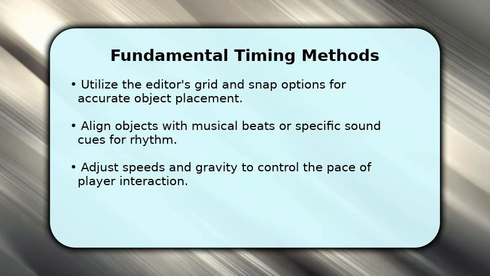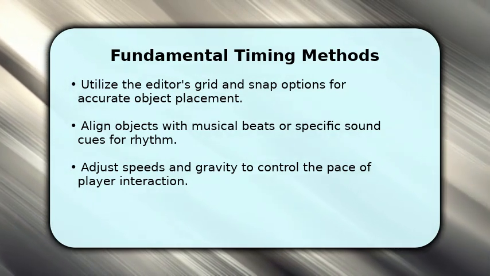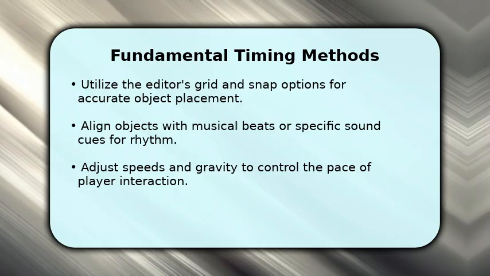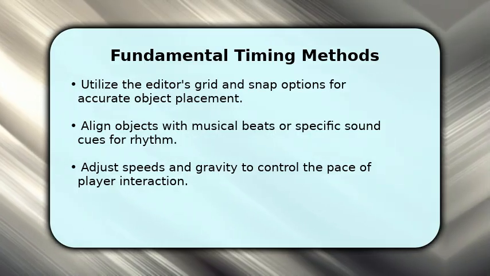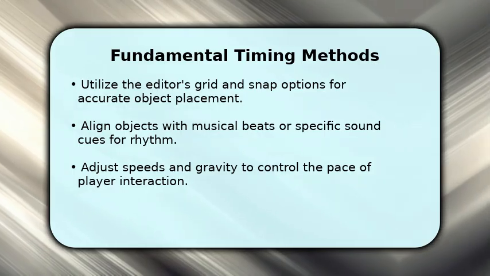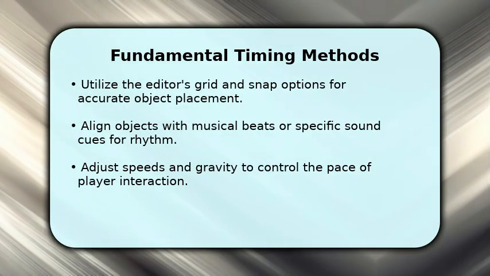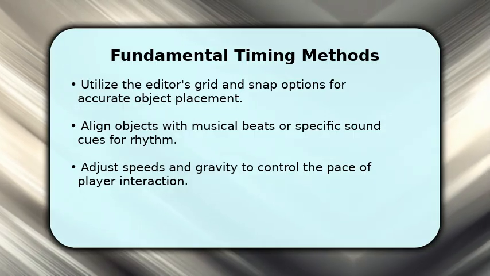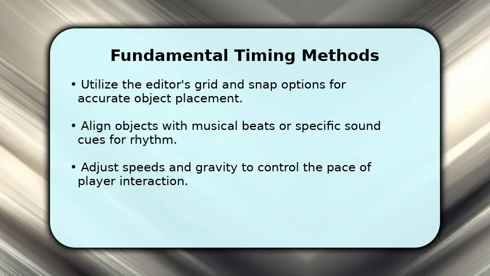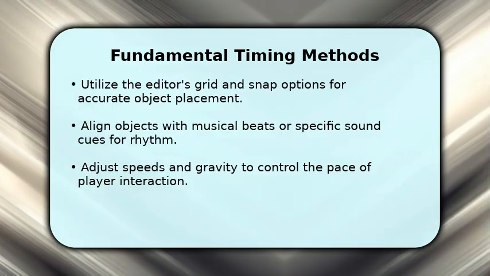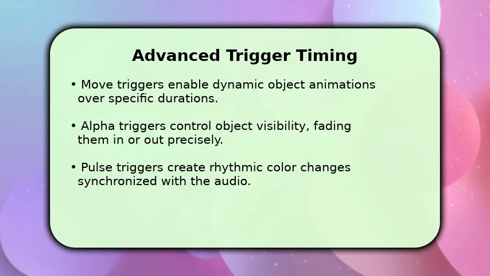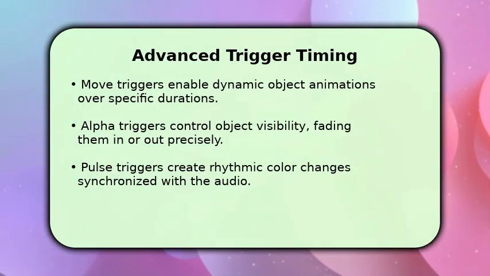Let's start with the fundamentals. Always use the editor's grid and snap options. They are your best friends for precise object placement. Try to align your objects directly with the musical beats or any distinct sound cues in your chosen song. This creates a natural rhythm for the player. Don't forget to experiment with different speeds and gravity changes, as these can dramatically alter the timing and feel of your gameplay sections.